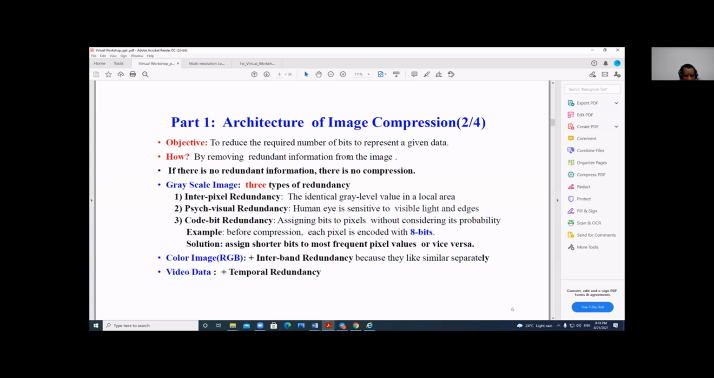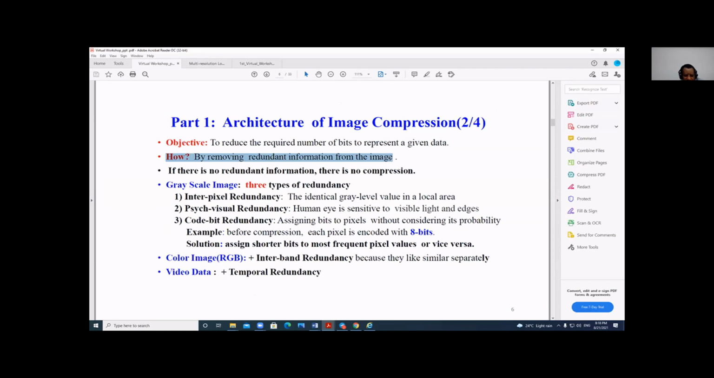So what is the primary objective or purpose of compression, data compression in general? It is very simple and obvious: to reduce the required number of bits to represent given data. So we want to minimize the number of bits or bytes. How to do that? Is it possible to compress any data as we want? How will that be achieved?